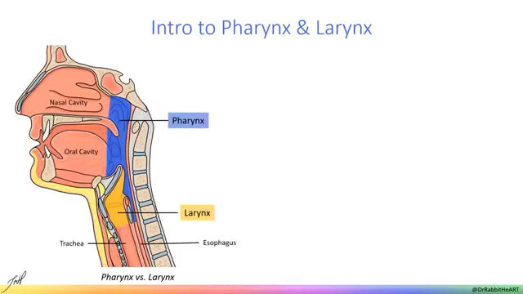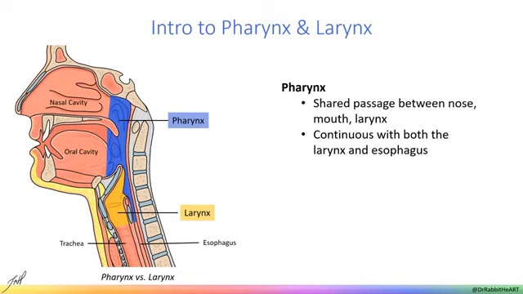In this mid-sagittal section of the head and neck, we can see the oral and nasal cavities, as well as the larynx in yellow and pharynx in blue. The pharynx is a common space in the back of the throat, where the nasal cavity, oral cavity, larynx, and esophagus all meet. This region is shared by both the respiratory and digestive tracts, and thus is a shared passageway for both food and air.